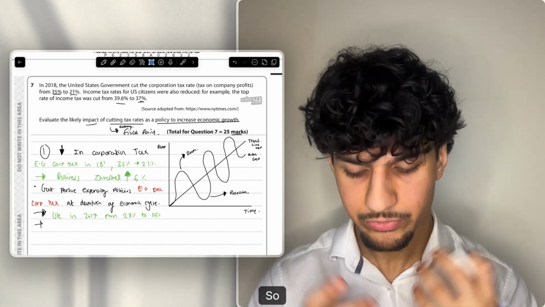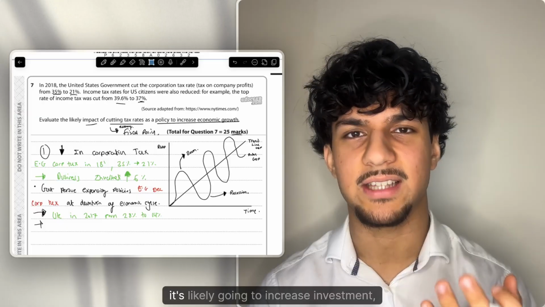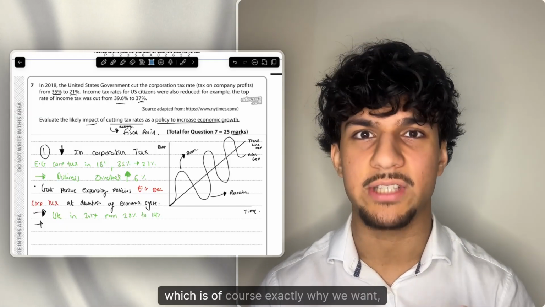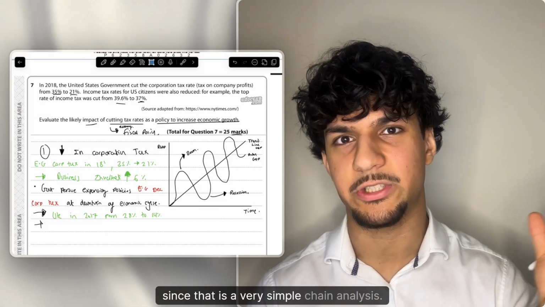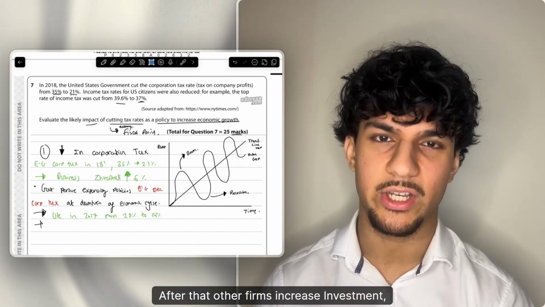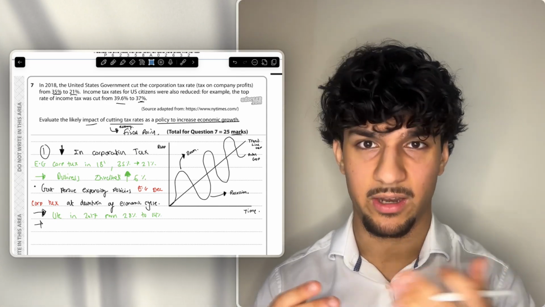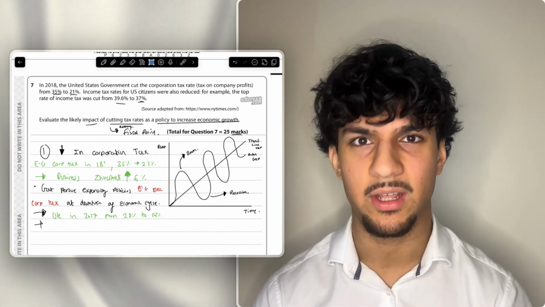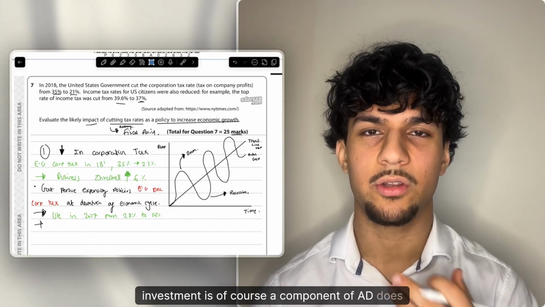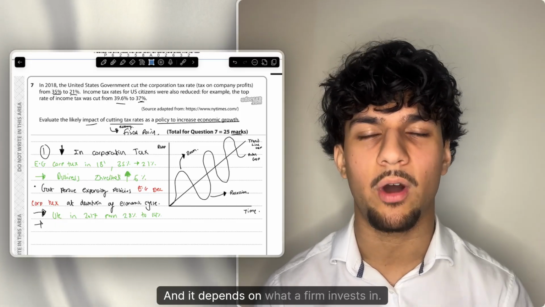So when firms have retained profit, it's likely going to increase investment, which is of course exactly what we want, since that is a very simple chain of analysis after that. As when firms increase investment, of course, we would 100% throw in an LRAS-AD diagram into this. Why? Because increased investment is of course a component of AD, thus causing AD to shift out, and it depends on what a firm invests in.